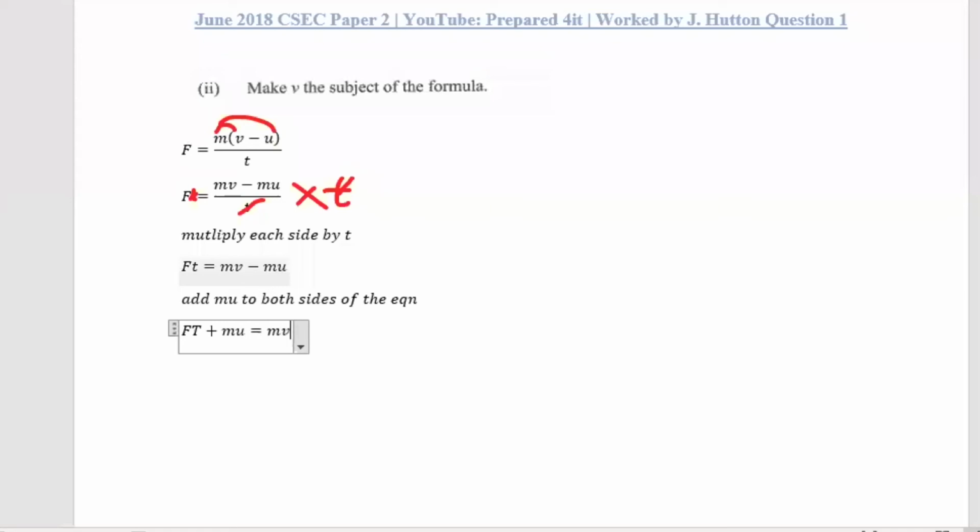For those who are wondering, we added to both sides. Yes, indeed we did. So to this side we did plus mu. So therefore minus mu plus a positive mu will basically cancel out. So all we have remaining on this side is the mv, and we added the mu to this side as well. And that is how we got ft plus mu is equal to mv.